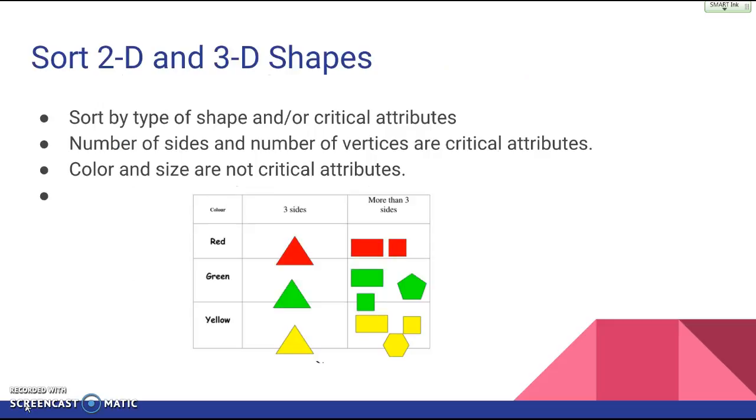When they have a set of shapes, we want them to be able to sort it by the type of shape or by the critical attributes. And critical attributes are what have to be present for a shape to be the shape that it is. Color and size are not critical attributes, because if you look on this picture here, you can see that a triangle could be red, it could be green, it could be yellow, and it's still a triangle. So no matter what color, it doesn't change the fact that it's a triangle. It could be a very small triangle, or it could be a great big triangle, but as long as it has 3 vertices and 3 sides, it's still a triangle. So we want them to sort the shapes and discuss the shapes using the critical attributes, and usually that's the number of vertices and the number of sides.